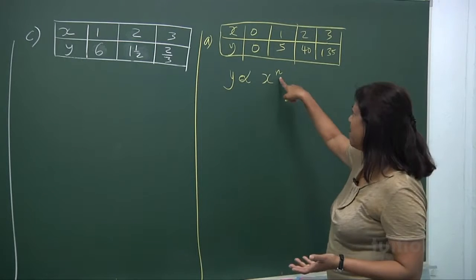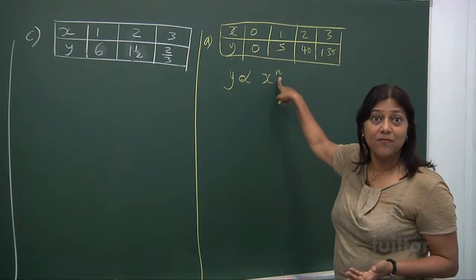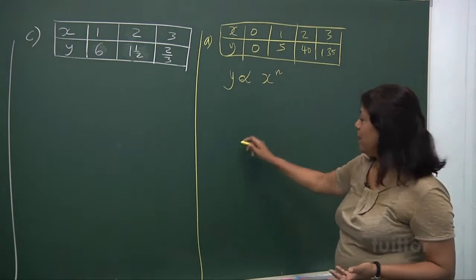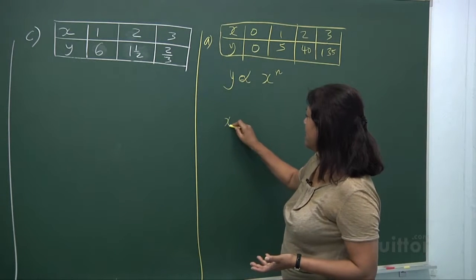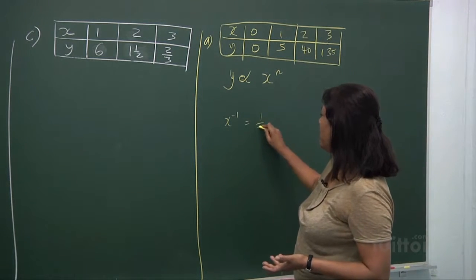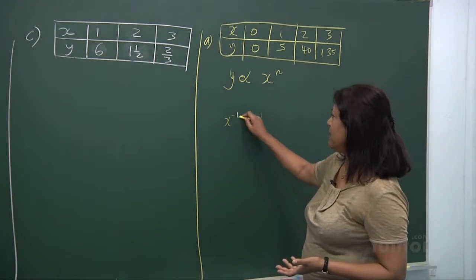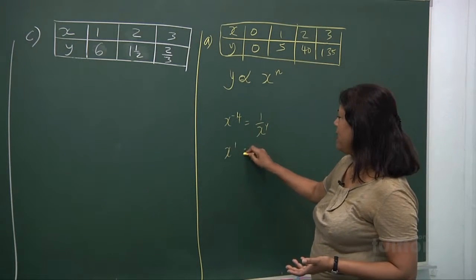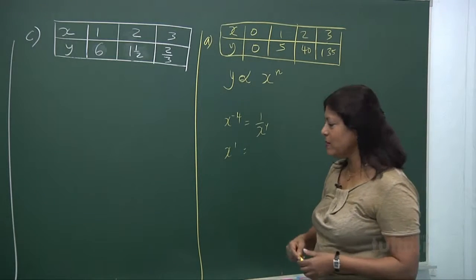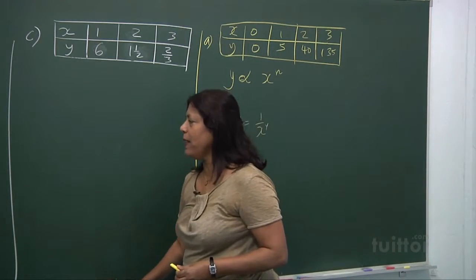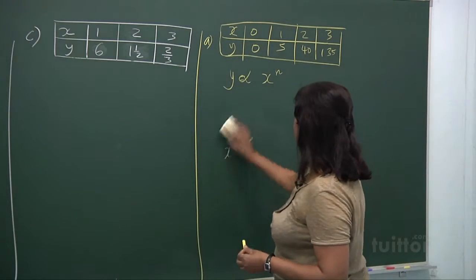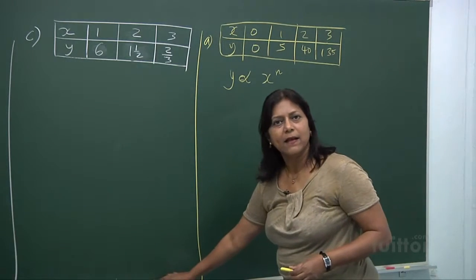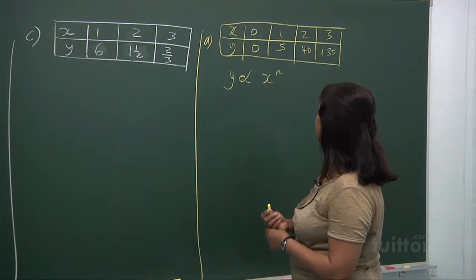Because if n is -1, it's an inverse variation. You know what I mean? If your n is -1, it means 1 over x. If your n is -4, it's 1 over x to the power of 4. But if your n is 1, it's direct. Alright, so we put it that way. And even if you want to put a c, that's fine. Alright, you want to put a c there, that's fine.